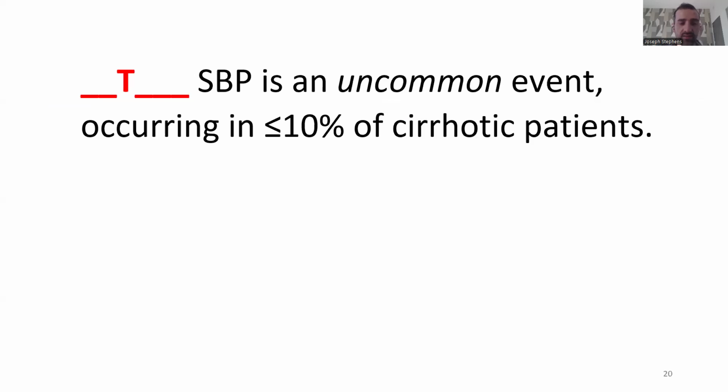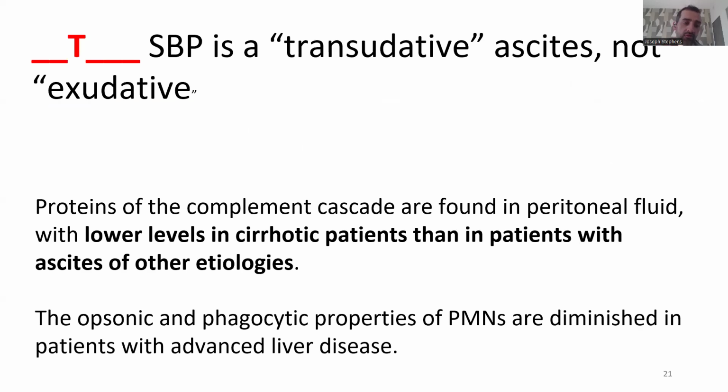True or false, SBP, spontaneous bacterial peritonitis, is an uncommon event occurring in less than 10% of cirrhotic patients. That's true. True or false, SBP is a transudative ascites, not exudative. That's also true. The reason being is that the proteins of the complement cascade are found in peritoneal fluid at lower levels in cirrhotic patients than in patients with ascites from other etiologies.